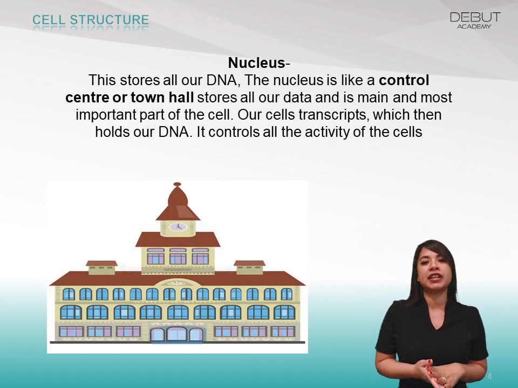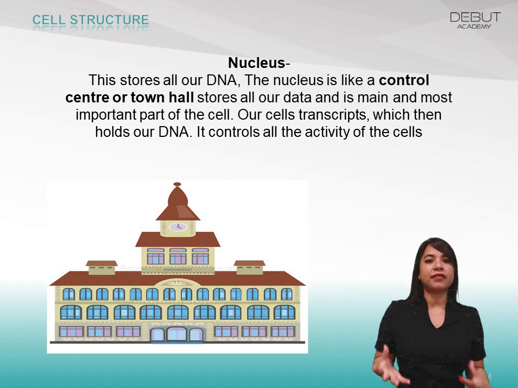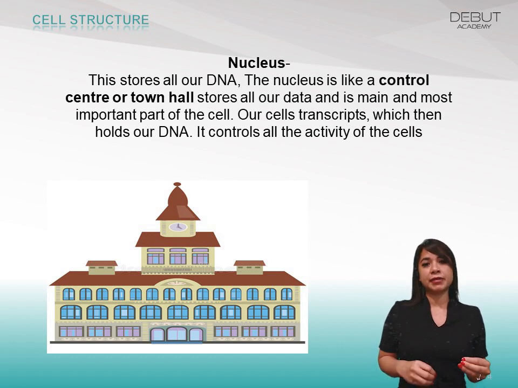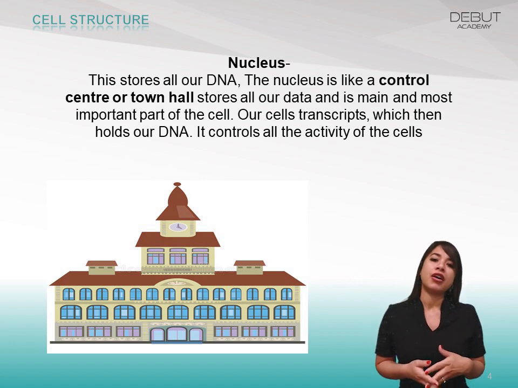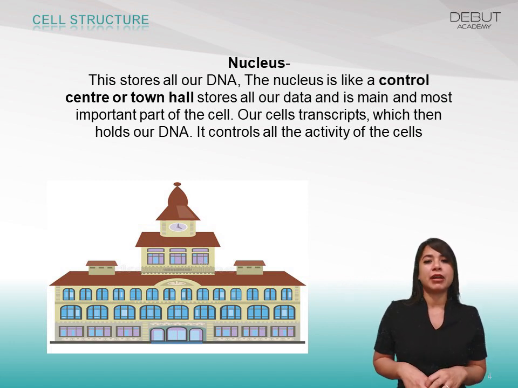The next part is the nucleus. This is where it stores all our DNA. So this is all the information that our cell transcribes and transfers into messages for our cells to carry out their actions. And I compare this to a control centre or town centre, where it gathers all our information and uses it, and that's exactly what the nucleus does.